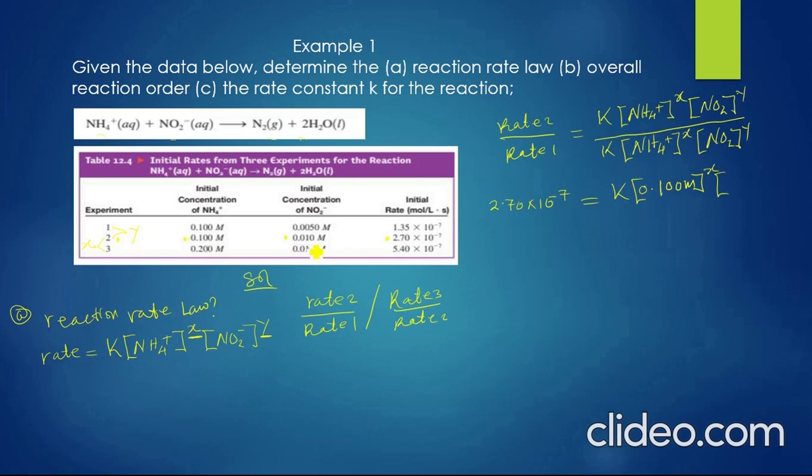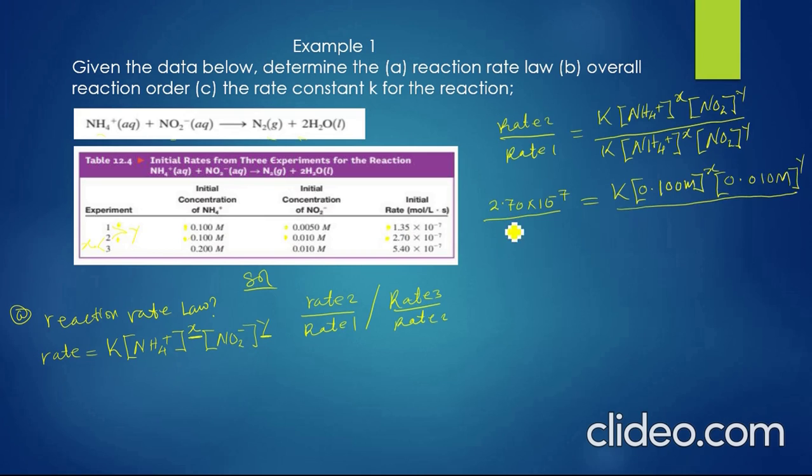And then what's the initial concentration of nitrogen dioxide? It's this one here, so we can substitute there. So it will be 0.10 molar like that. Then we need to write the order. And then down here we have rate 1. So rate 1 here, we just come to this rate 1 you're seeing here. So this is our rate 1. What's our initial concentration for ammonium ion? It's this one. The initial concentration for nitrogen dioxide is this one, and then the initial rate is this one.